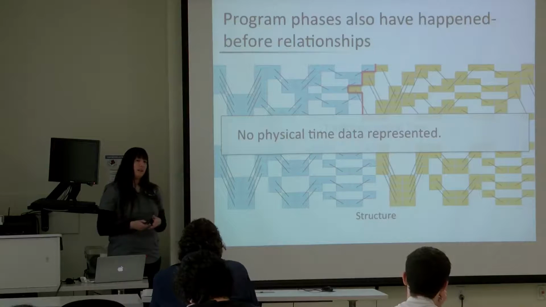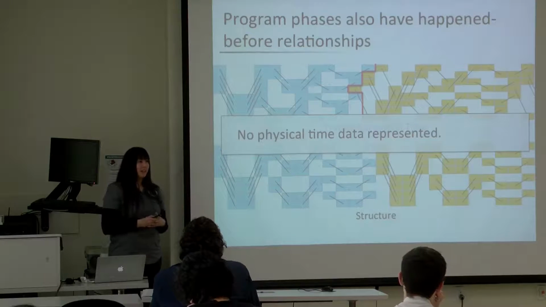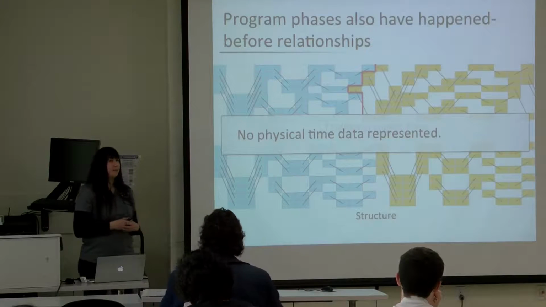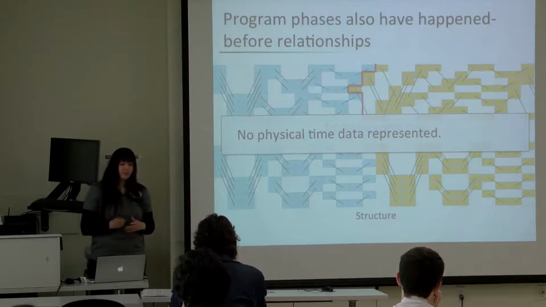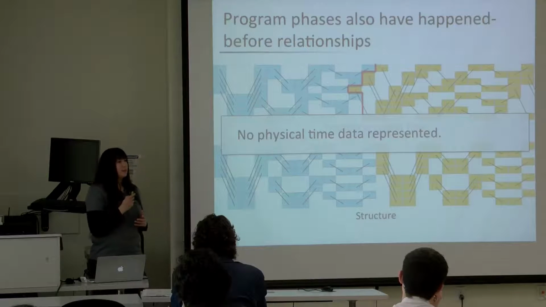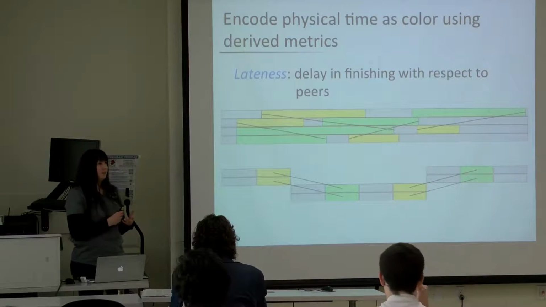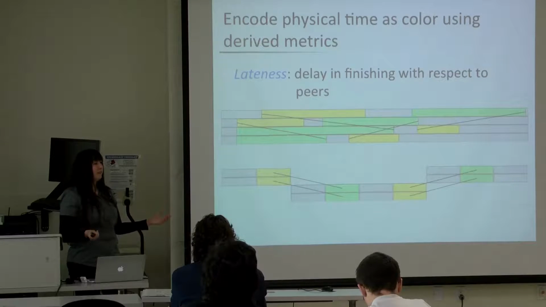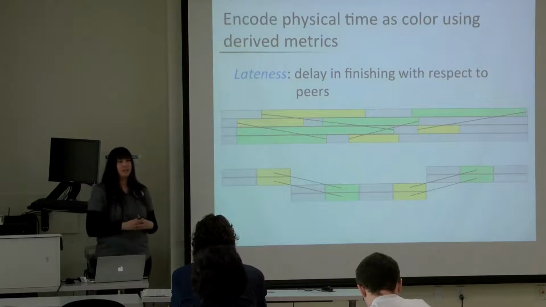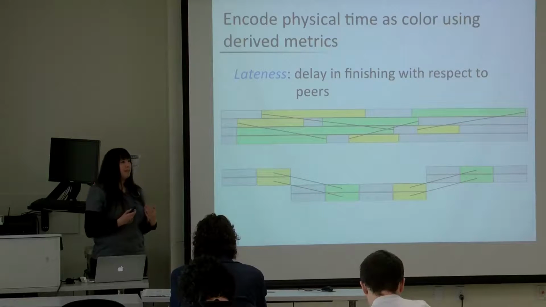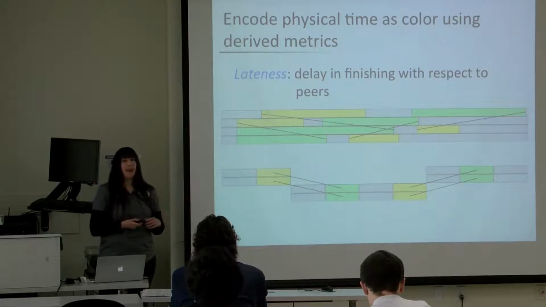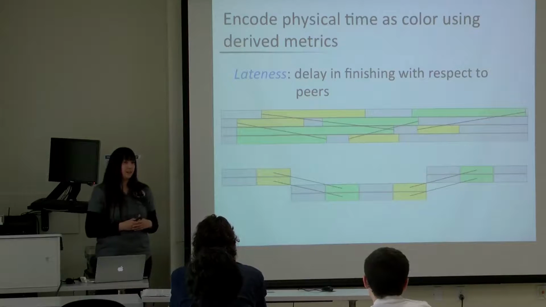On the other hand, I've been talking about performance in terms of time the whole day. I want things to run faster in real time. So the fact that we don't have any real-time data makes it kind of hard to do this analysis. But fear not, we have a solution for that too. We're going to encode some physical time data with some derived metrics. And what I mean by a derived metric is I'm going to take that raw physical time data and calculate something based on that. In my case, I'm going to calculate something based on both that and this logical structure that I've calculated.